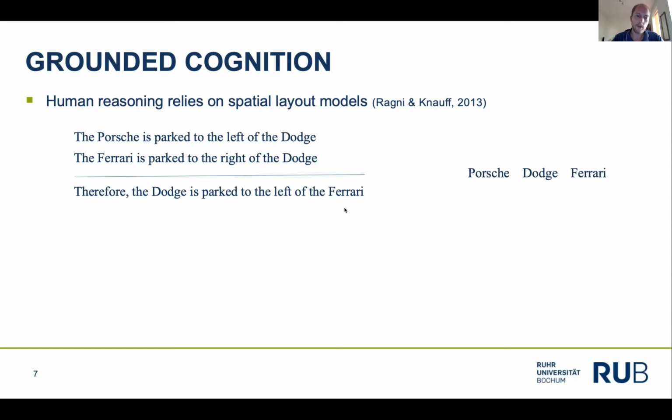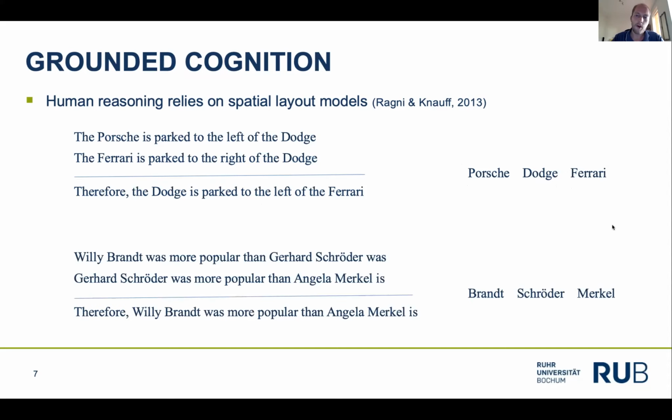And then in order to verify whether the Dodge is in fact parked to the left of the Ferrari, they just read off this result from that spatial layout model. So they just check whether the Dodge in their spatial layout model is in fact to the left of the Ferrari. And this model can not only account for spatial reasoning tasks, but it can even account for abstract reasoning tasks.